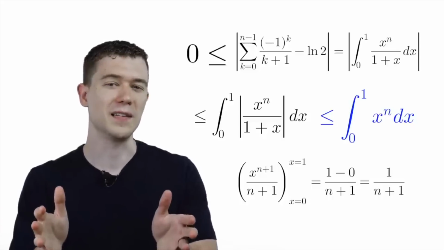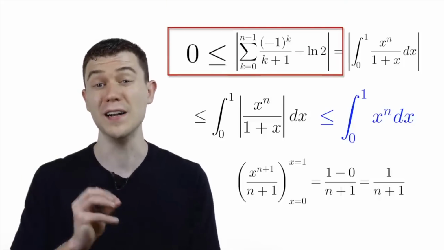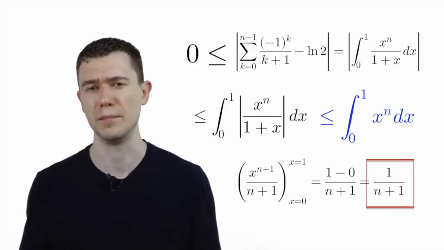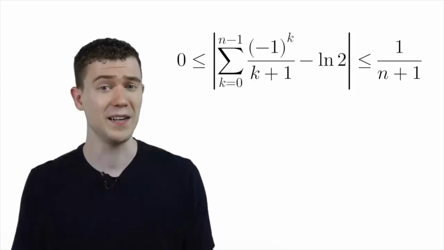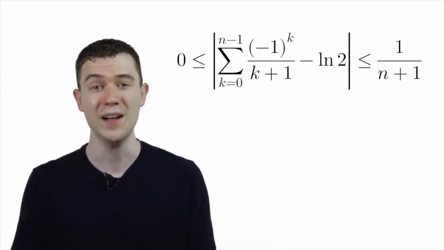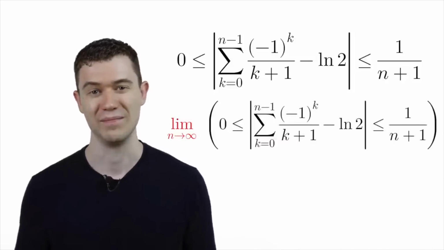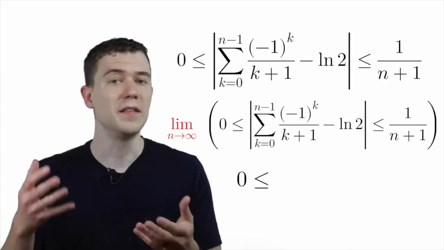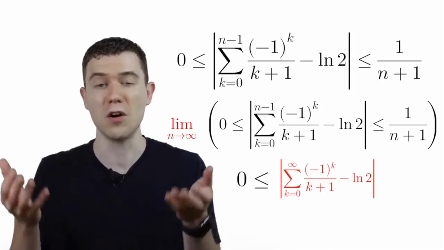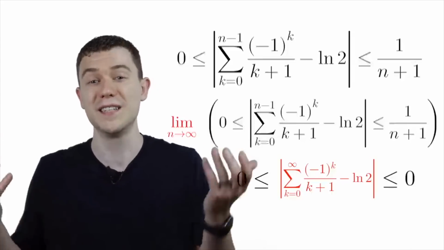Let's collect our thoughts. We have 0 less than or equal to the absolute value of this finite sum minus natural log 2, which is also less than 1 over n plus 1. Now, this is a finite sum, and we were interested in an infinite sum at the start of this video. So let's create it by taking the limit across this inequality. The limit of 0 is 0. As the index of this sum goes off to infinity, it creates the alternating harmonic series, and the limit of 1 over n plus 1 goes to 0.